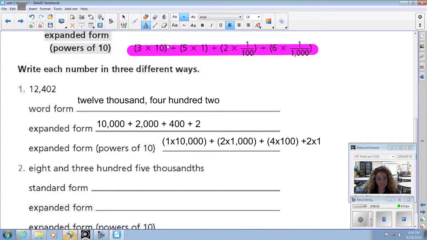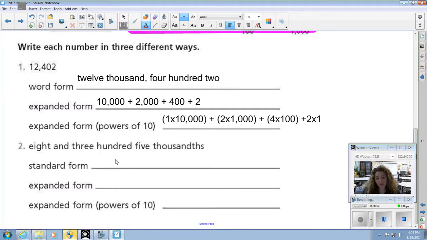So let's try this next one. It's been written in word form, and we're going to take it to standard form. So standard form is literally just writing it out. 8. The word and means a decimal. 305 thousandths. Okay? That THS is really important because it tells me it goes into decimal form.